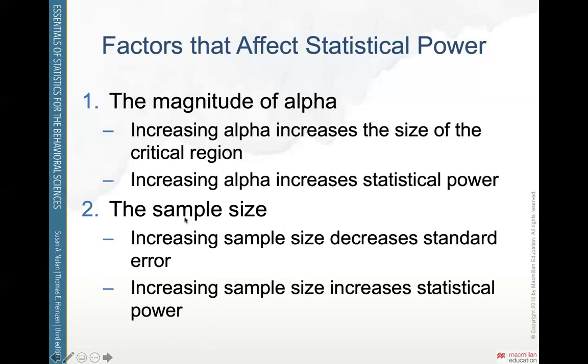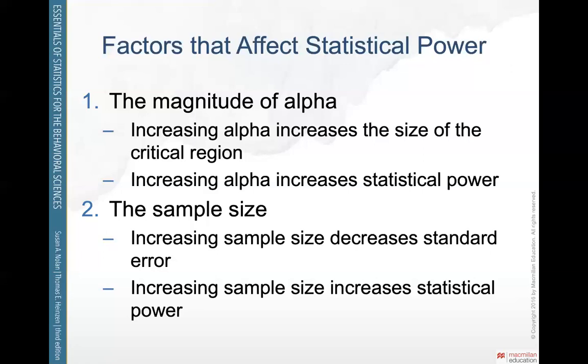Changing sample size is the other way that you can influence statistical power. The reason is that increasing sample size decreases standard error. We've already talked about this when we were talking about the Z mean earlier. The square root of n is part of that standard error equation. As the square root of n gets bigger, the overall standard error gets smaller. As the standard error gets smaller, this makes the overall Z that you're calculating bigger.